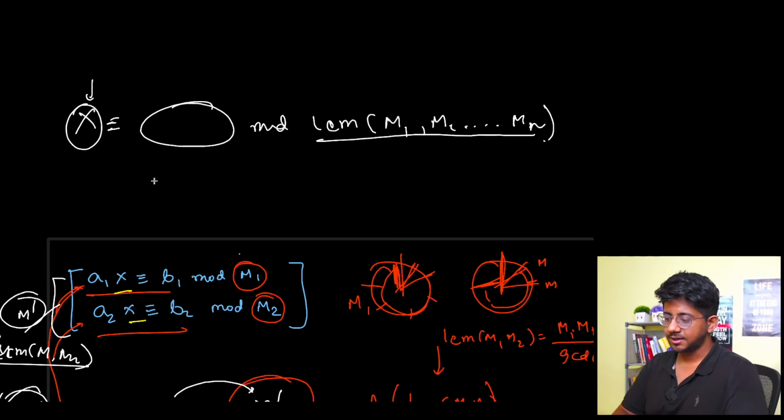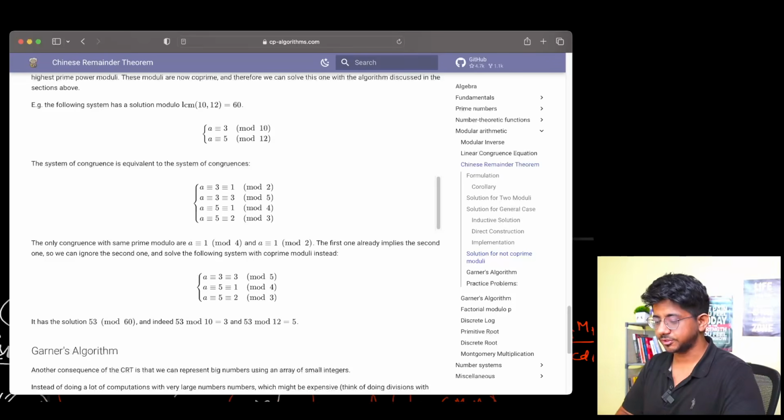Okay, let's go back to the blog and let's have a look at what algorithm exists for this. There's something called Garner's algorithm, which solves this very neatly for the general purpose. But you can also do it from first principles, right?